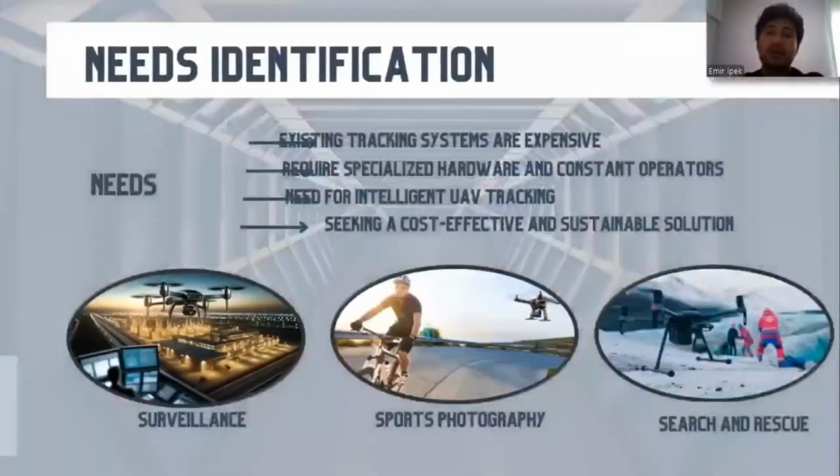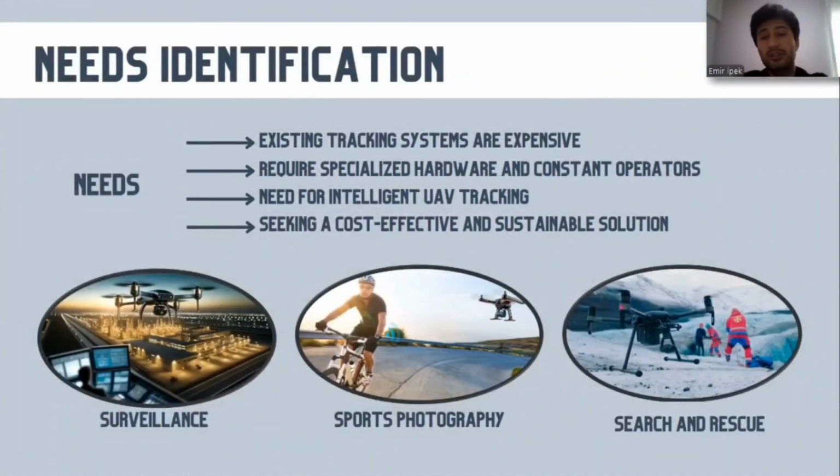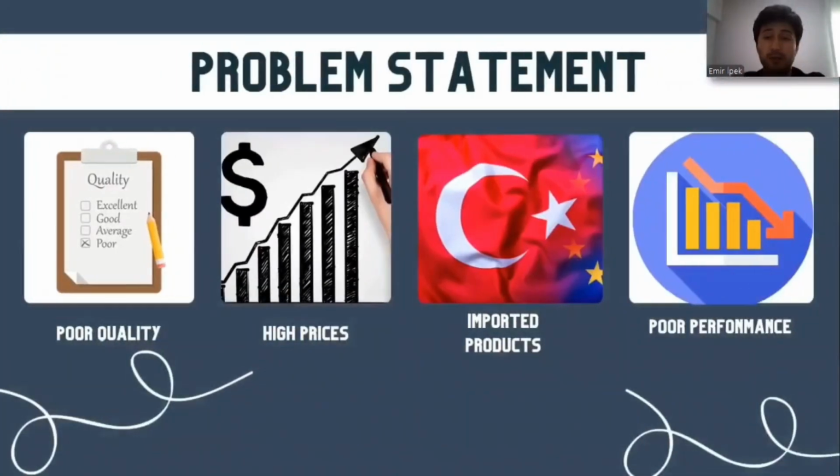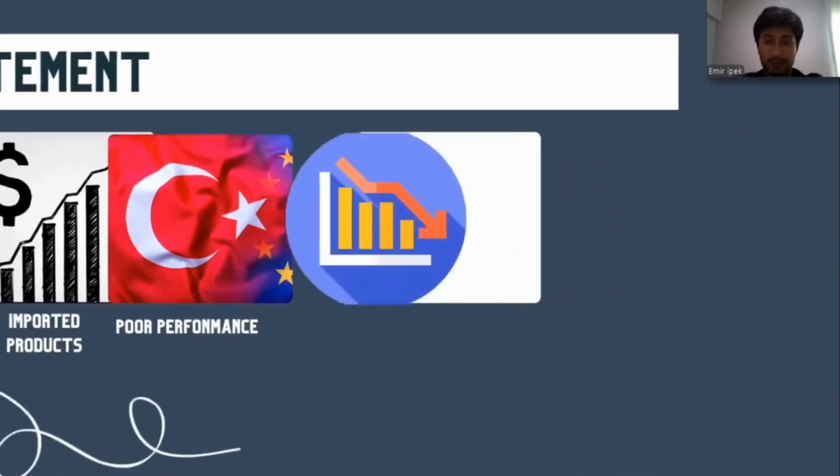So, why did we decide to develop this project? Commercial tracking drones are expensive and often require constant operator input. There is a need for intelligent, autonomous and cost-effective UAVs in fields like surveillance, sports and emergency response. Now you can see our problem statements: poor quality, high price, imported products and poor performance.